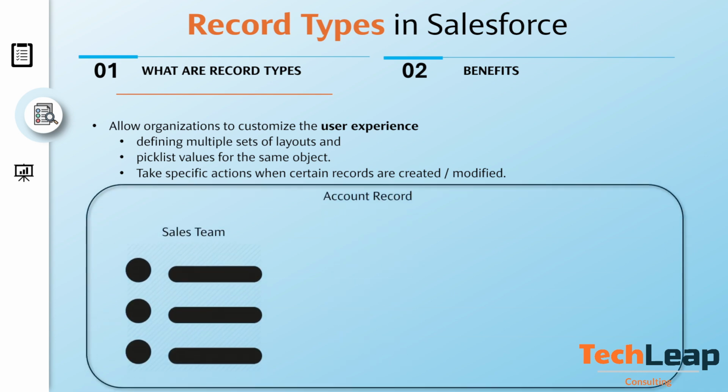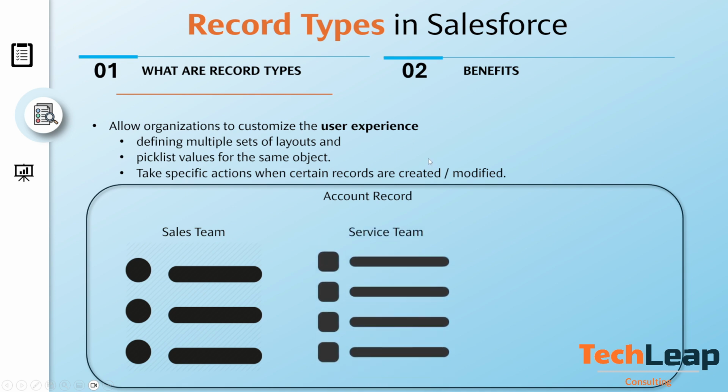So for instance, if we have an account record, the sales team would want a different view of the record where they don't want a lot of information to be captured as part of the account creation. As their objective is primarily focused on sales, they want minimalistic information before creating an account record. On the other hand, the service team, who are actually delivering a product or a service, want some additional details to be captured for the account record before they can actually provision a service.